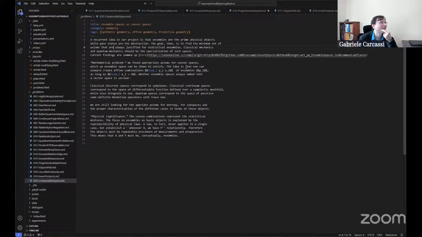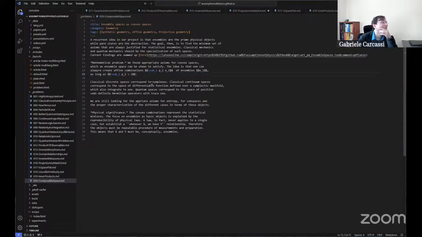The idea is that one can always create affine combinations of ensembles xi, so these are the sum of the pi with the xi, as long as the sum of the pi are equal to 1. Oh man, this was really not proofread. Whether ensemble spaces always embed in a vector space is unclear. Instead, it's clear now. They always do, as long as the entropy exists.